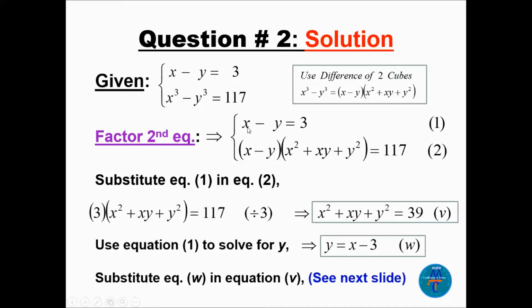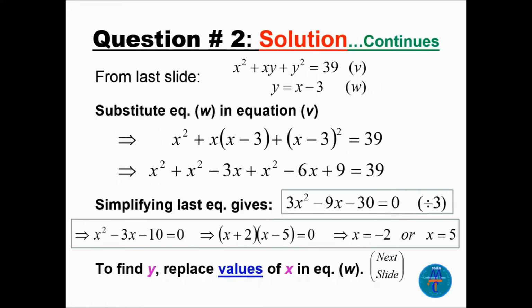Now take equation 1, which is an easy linear equation, x minus y equals 3. Solve for y. So take y to the other side, take 3 to the other side, y becomes x minus 3. Let's call it equation W. You see this simple equation, we will substitute it in equation V. So substitute W in V. You can practice on this if you like before you see the next slide. You see what will happen. y will be there, y will be there also squared, so we'll get a little long equation.